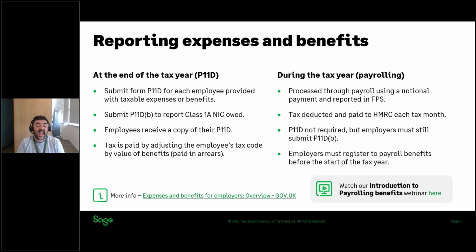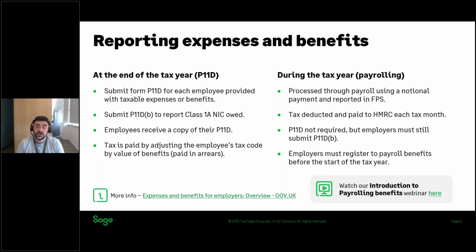Now, we aren't going to cover payrolling in any great detail today. We are going to stick to P11D, which is what you'll use the Sage 50 P11D software for. But the other way of reporting expenses and benefits is doing it in real time during the tax year, following a process known as payrolling. This is where you process the value of the taxable benefit through your payroll using a notional payment. So the employee doesn't actually receive any money, but the taxable amount of the benefit goes through payroll so that the tax due on that benefit amount is then deducted and reported to HMRC as part of your full payment submission. So tax is actually deducted and paid in real time under that method, and a P11D is not required for your employees or to be submitted to HMRC for any benefits that you payroll.